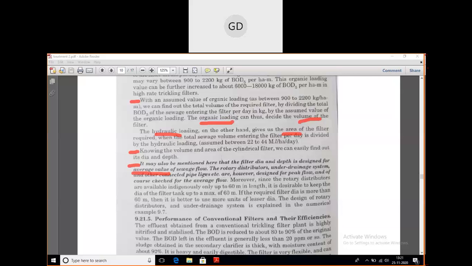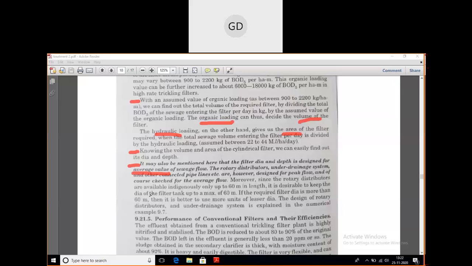So here it is said that the filter diameter and the depth are designed for your average sewage flow, and the rotary distributors, under drainage system, and other connected pipelines are designed for what? Peak flow. And after you find out the peak flow and average flow, you need to check also whether it is permissible or not.